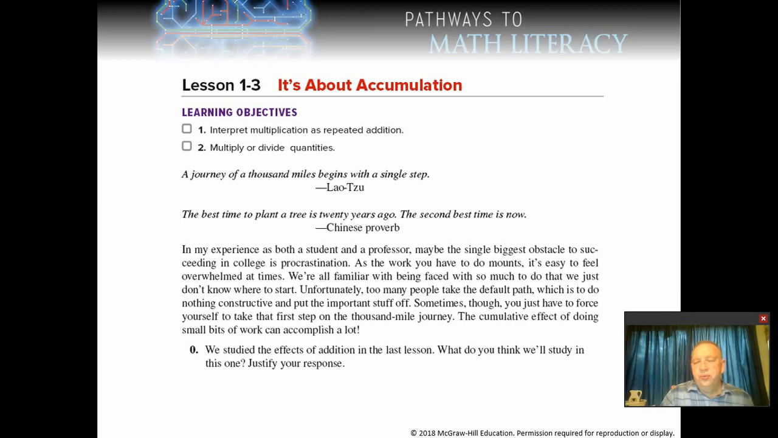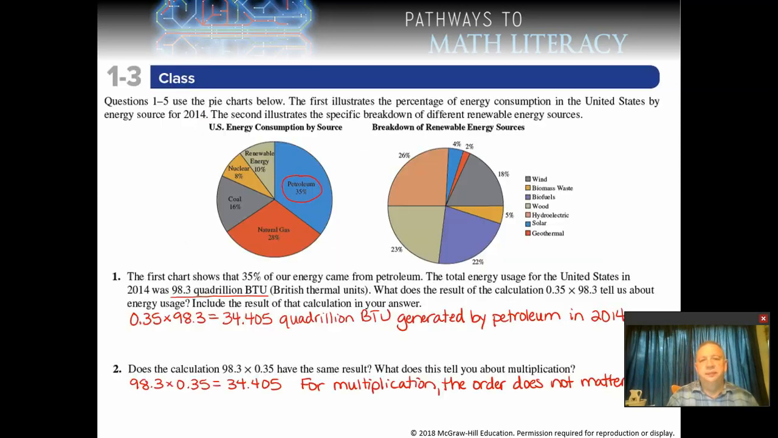So lesson 1.3 is about accumulation. Our learning objectives: interpret multiplication as repeated addition. We've kind of covered that as our skills. And then multiply or divide quantities. So for our classwork, questions 1 through 5 use the pie charts below. The first illustrates the percentage of energy consumption in the United States by energy source for 2014. The second illustrates the specific breakdown of different renewable energy sources.